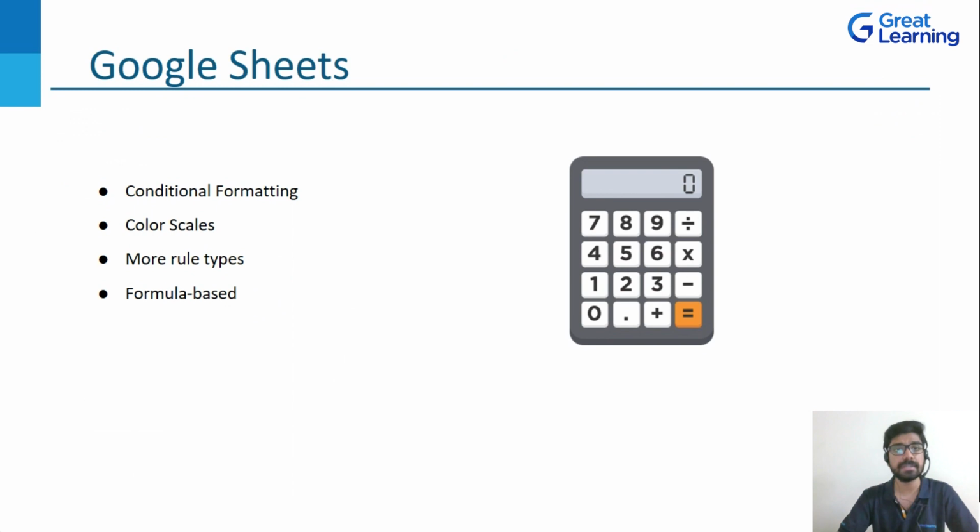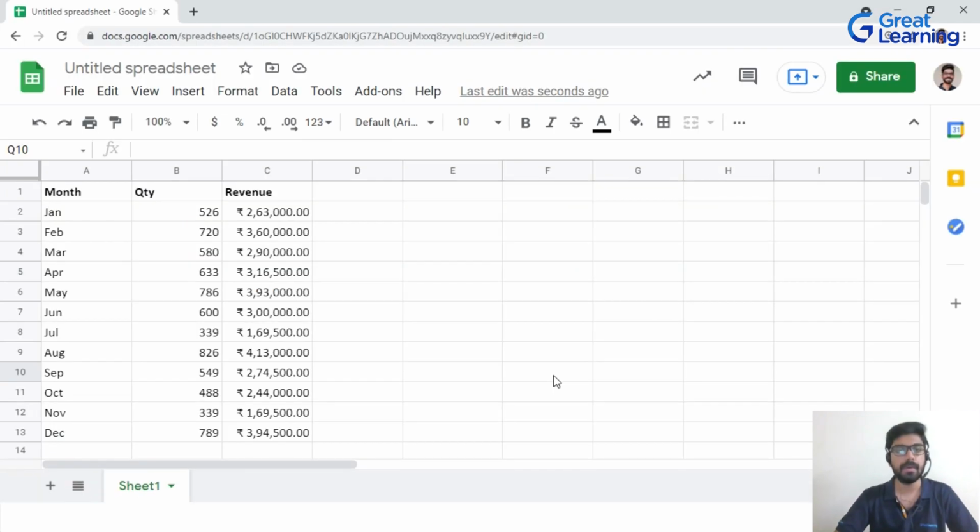Now we have understood how we'll be able to implement conditional formatting in Microsoft Excel. So let's move on and see how we'll be able to implement conditional formatting in Google Sheets. In Google Sheets, we'll be talking about color scales, rule types, and formula based conditional formatting. Now let's move on to the platform Google Sheets and see how we can implement conditional formatting there.